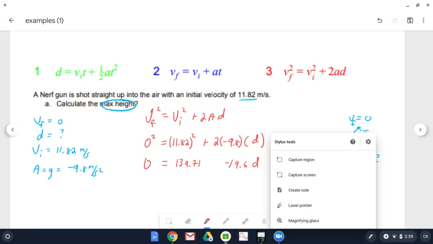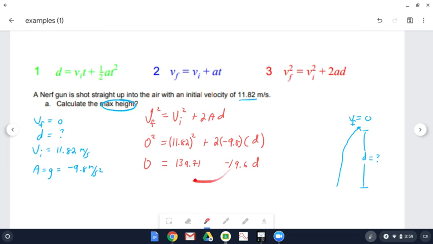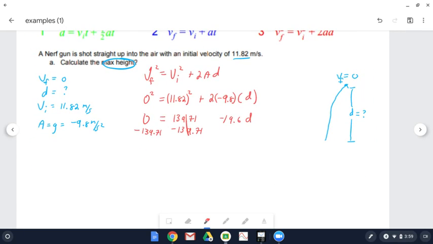Okay, now these are not like terms, so they cannot get combined. So I do need to move this one over to the side. 139.71 gets moved over. They cancel there to move on over. I end up with negative 139.71 being equal to negative 19.6 D.